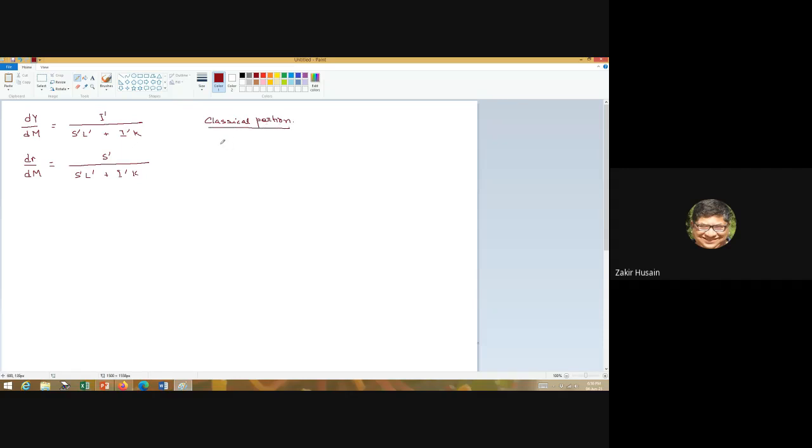Now let us look into the classical portion. So the classical portion is when the LM curve is like this, vertical against the rate of interest. So you can have any rate of interest. If your interest is changing, then the demand is not changing. So the classical portion means L prime is equal to 0. So what is dy by dm?